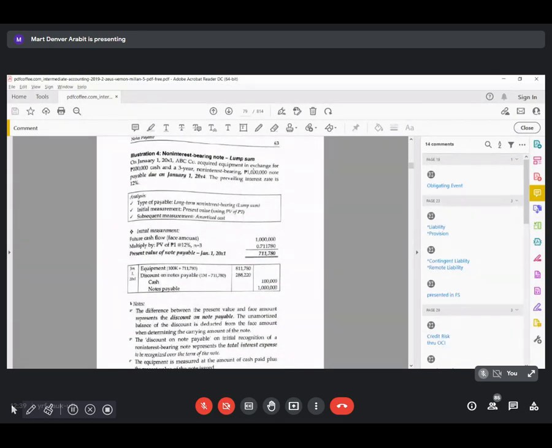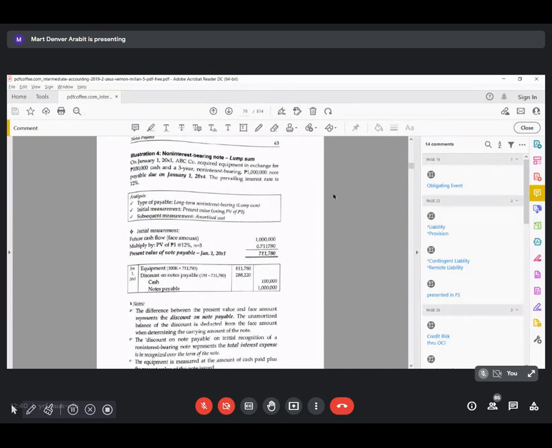Non-interest bearing note, lump sum. So ito naman, lump sum payment siya. So meaning hindi siya installment. So we are expected to use yung present values. Yes, ito siya. On January 1, 2021, ABC Company acquired equipment in exchange for a 100,000 cash and a 3-year non-interest bearing 1 million note payable due on January 1, 2024. So this is a 3-year note. Prevailing interest rate is 12%.